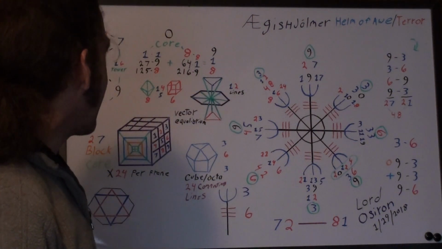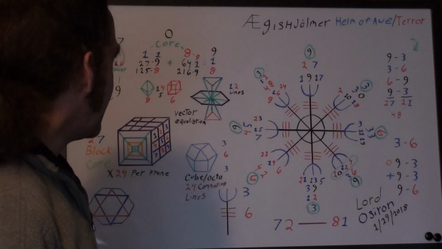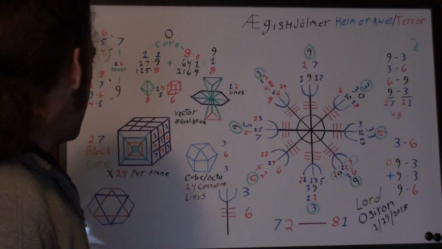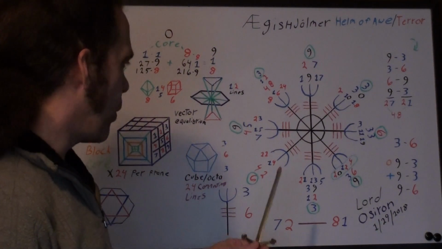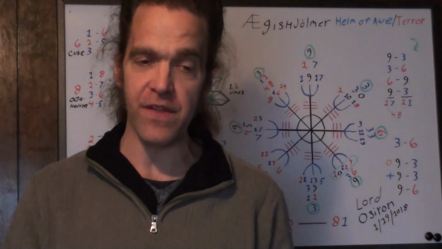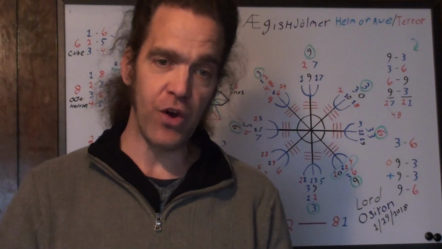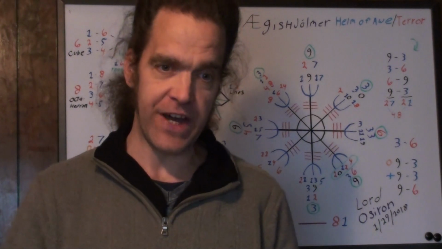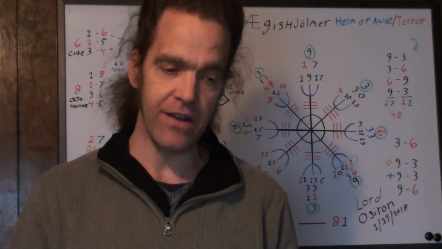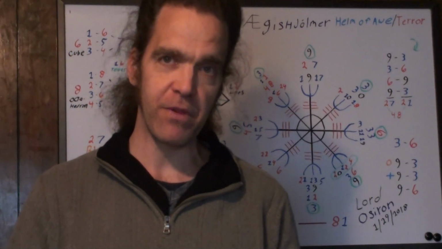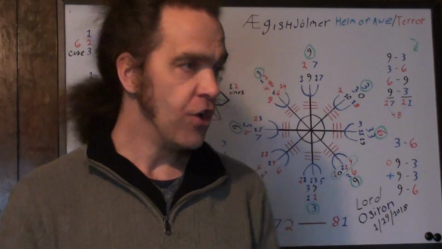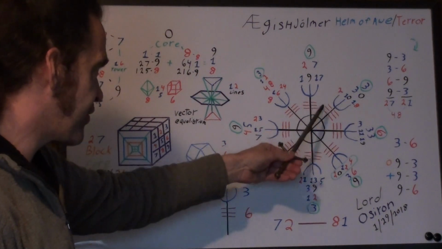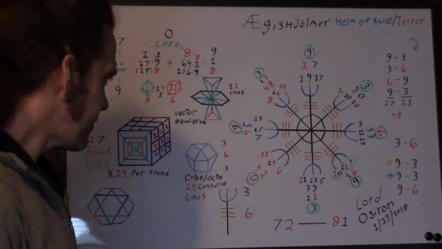So this is the Aegishjalmer, the helm of awe or the helm of terror. And this is amazing. It's showing that there was an ancient knowledge that was lost at some point in time, and it uses very simplified means of transmission. This is a very simple structure, but it's showing you 3 and 6. It's also showing you 8.